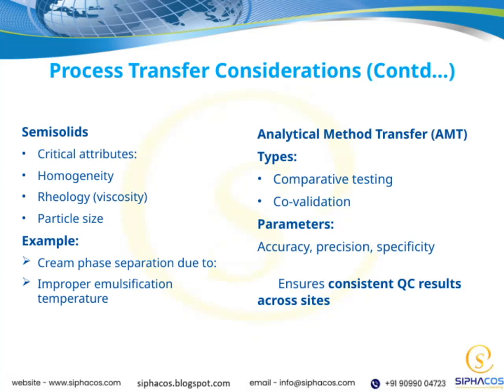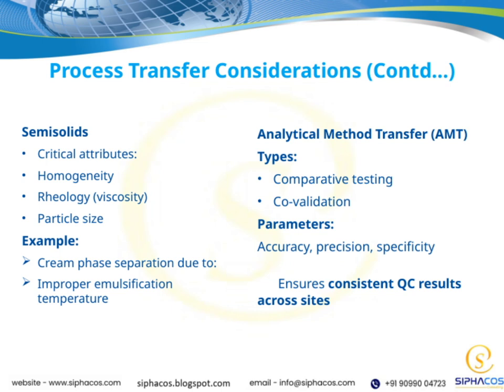Now, let's delve into the analytical method transfer, or AMT. There are different types we use, including comparative testing and co-validation. These methods help us ensure that the analytical performance is consistent across different sites. The parameters we focus on are accuracy, precision, and specificity, key indicators that our methods are reliable. This process is crucial for maintaining consistent quality control results, especially when working with semi-solids.